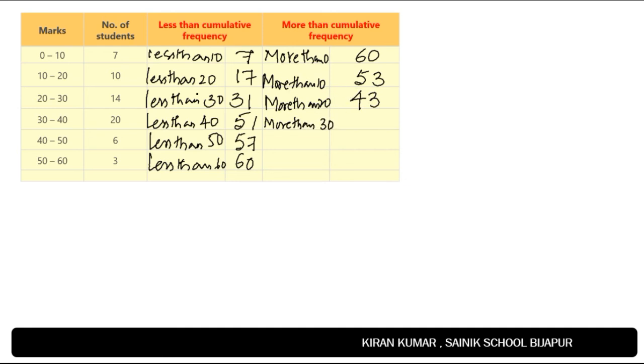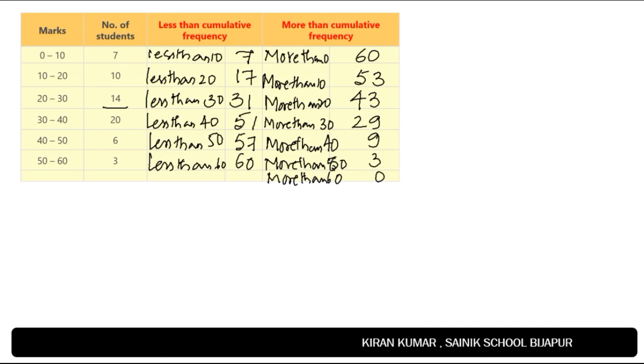More than 30, how many are there? From here to here I need to consider 10 plus 14 is 24 plus 7 is 31. So 60 minus 31 is 29. More than 40, how many are there? It will be 9. More than 50, how many are there? It is going to be 3. And more than 60, how many are there? There won't be any students. It is simply 0.